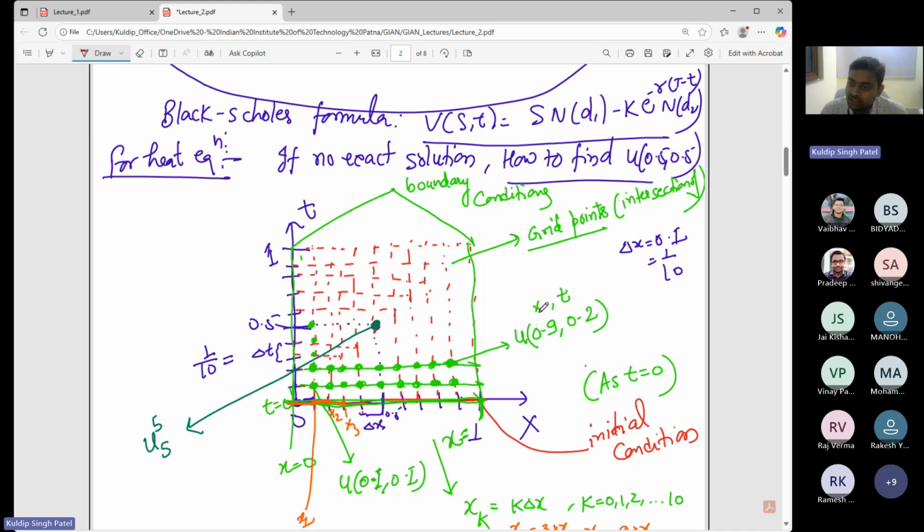Actually, we don't do it. It is done by MATLAB. I'll show you the codes. It is automatically done by MATLAB. You just have to enter whether you want to take 10 points, or 20 points, or 100 points. MATLAB automatically does it. Clear enough?